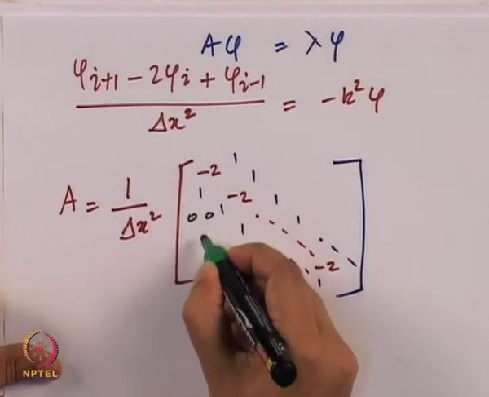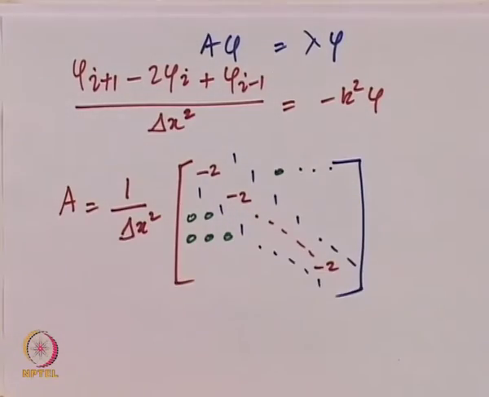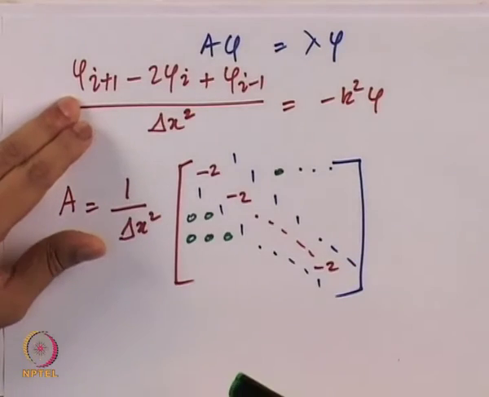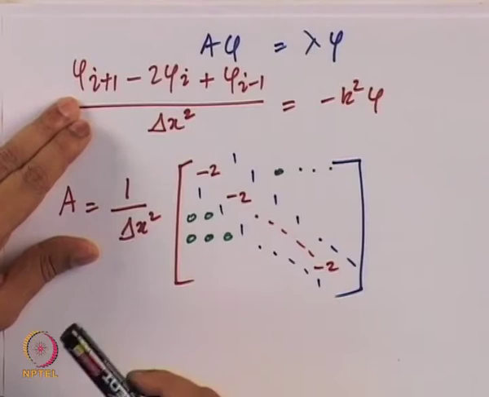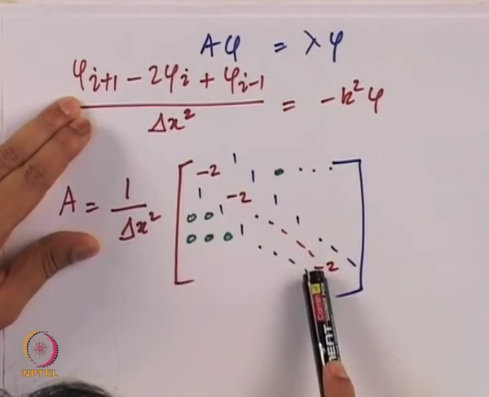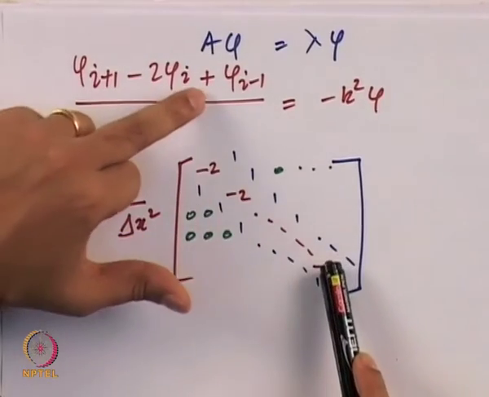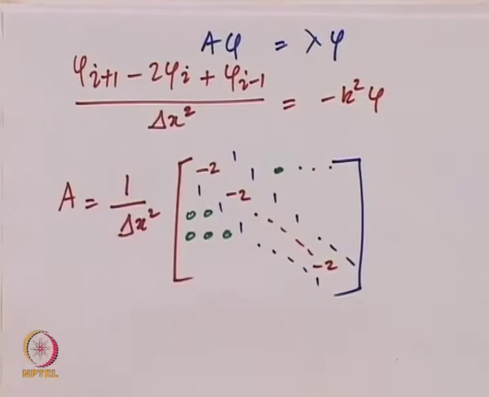So the other terms will be 0, we can fill them in. So it is going to be a sparse matrix with only 3 diagonal values, and this comes directly from this particular equation, where you can see the first term is the term that is the ones which are here, the second term are the leading diagonal terms, and the third term are the next diagonal term.